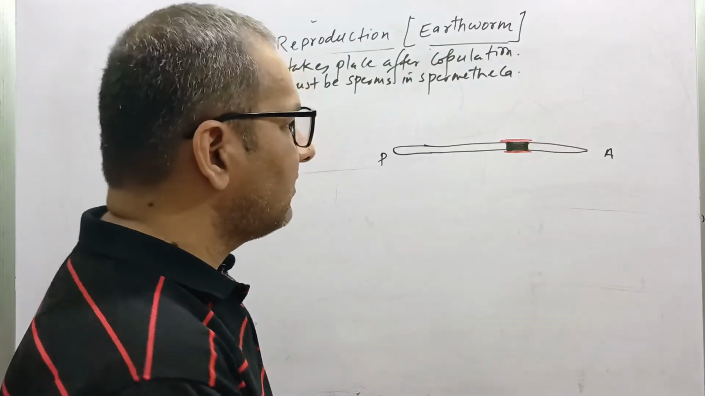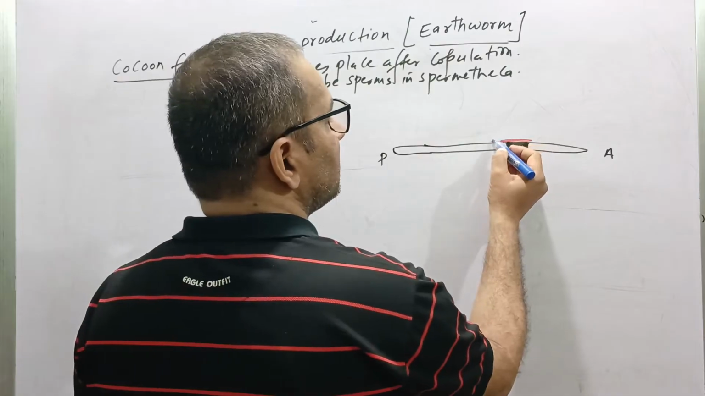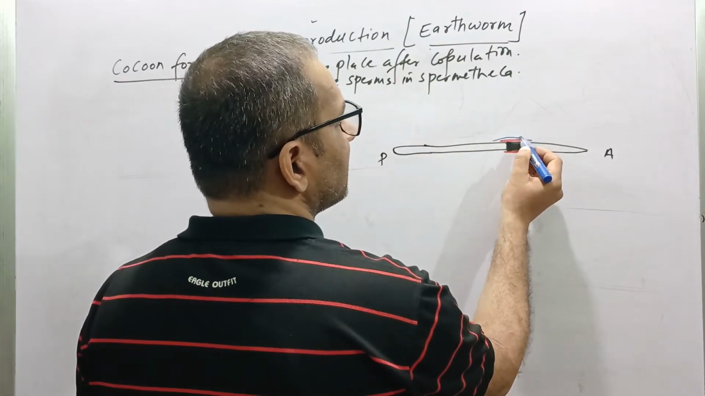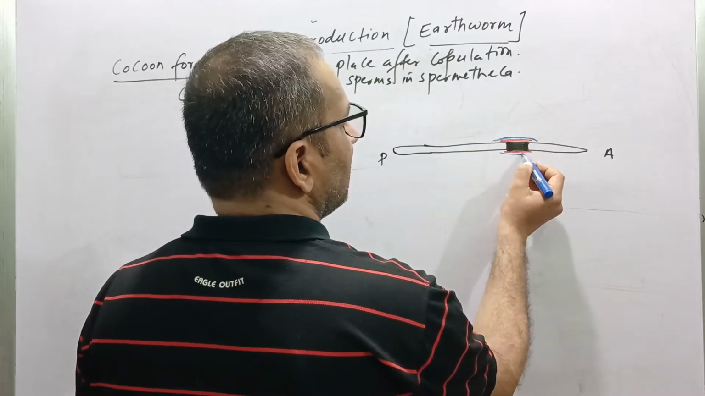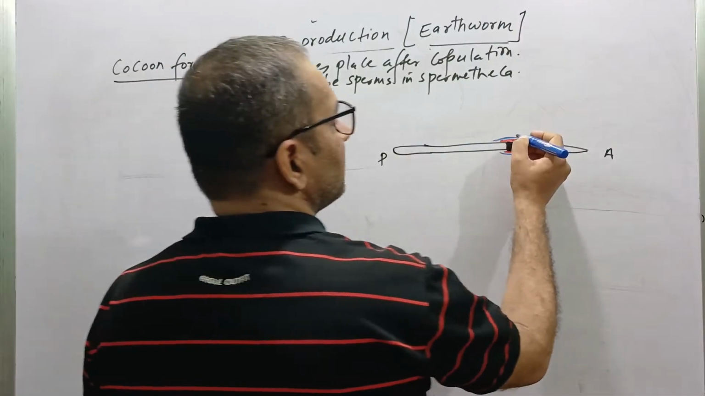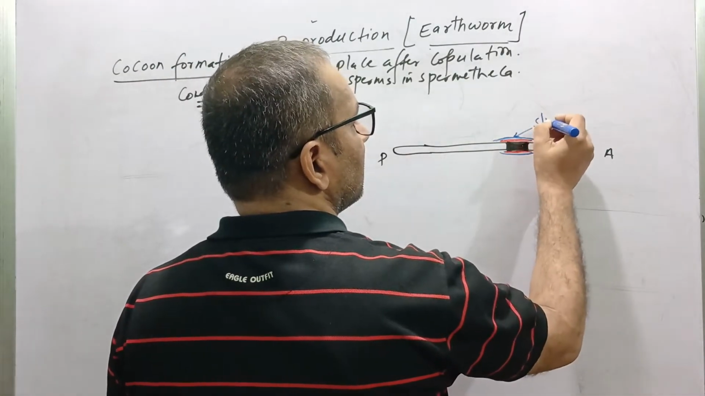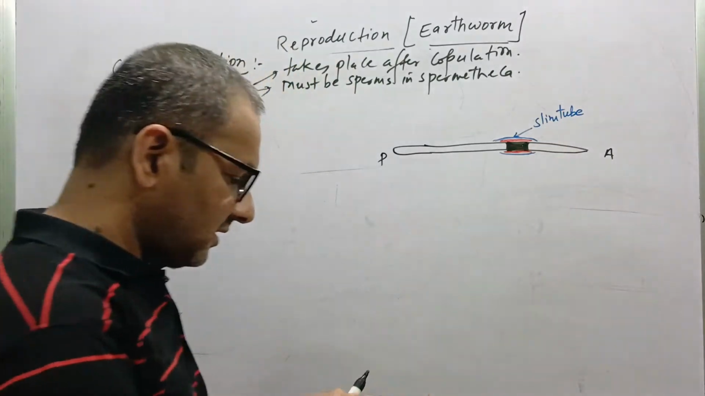Now after that, the clitellum also produces mucus. Mucus forms a layer outer to this membranous tubule, and this layer of mucus is called the slim tube.